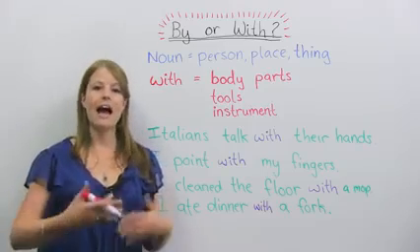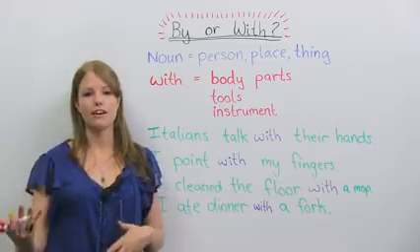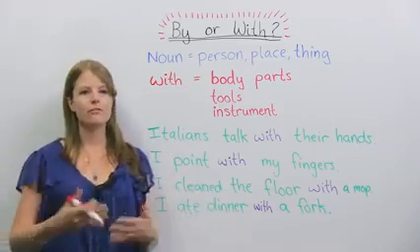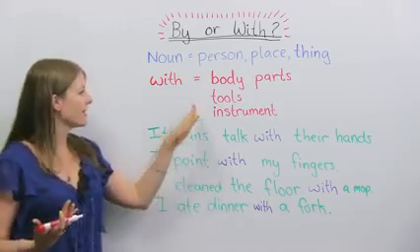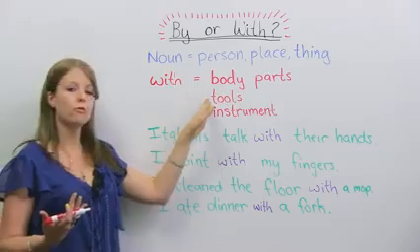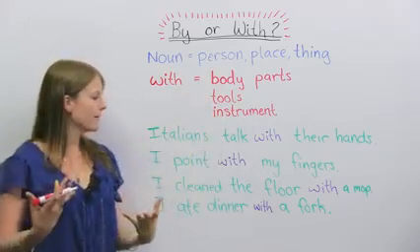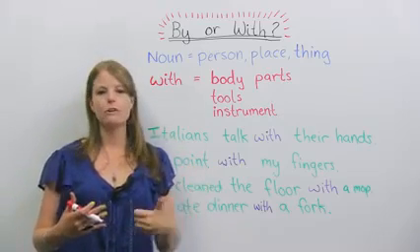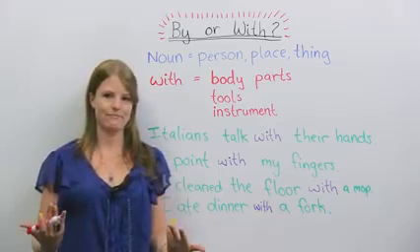Okay. How did you cook? I cooked with a microwave. I cooked with a pot. I cooked with an oven. How did you camp? I camped with a tent. So we use this a lot of the times when we're talking about body parts, tools, or instruments, things that help you do things. Okay, so we've covered a lot of ground here. We've covered "by" with verbs, we've covered "by" with nouns, and we've covered "with" nouns.